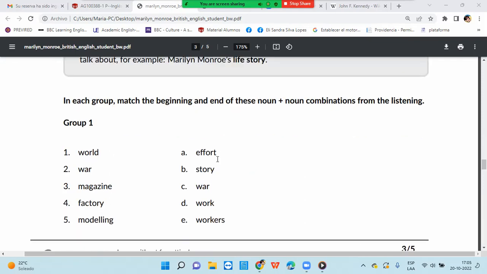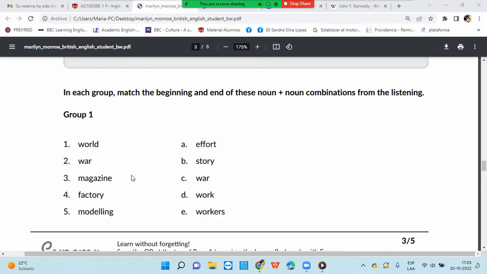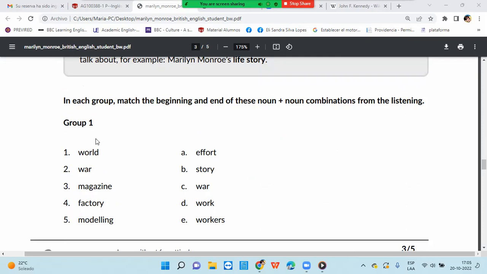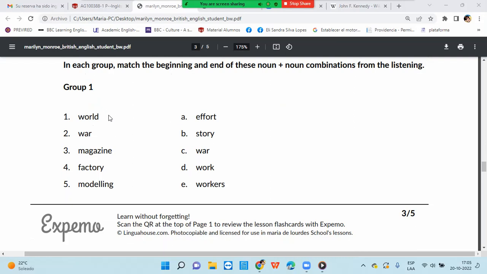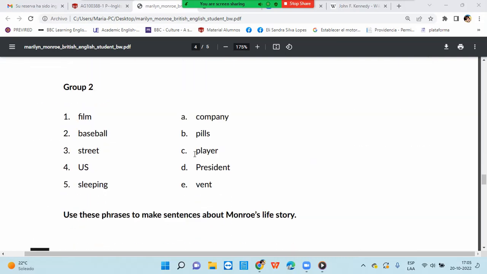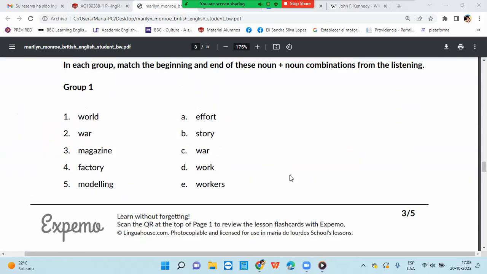So if you go to this exercise, here we have two groups. In each group we have items from 1 to 5, and from A to E. The idea is to match the beginning and end of these noun plus noun combinations used in the listening, according to what you remember. The same with group 2. Do you understand it? Okay, some minutes for you to do that.